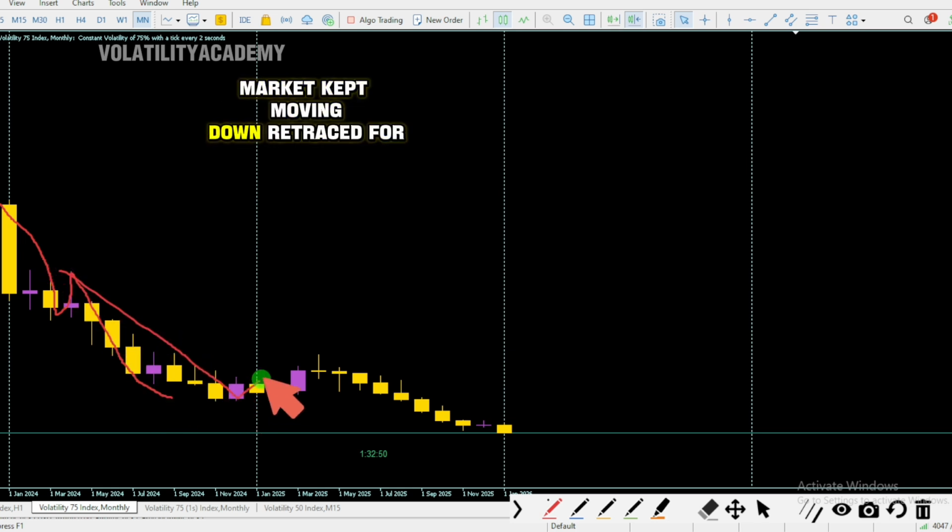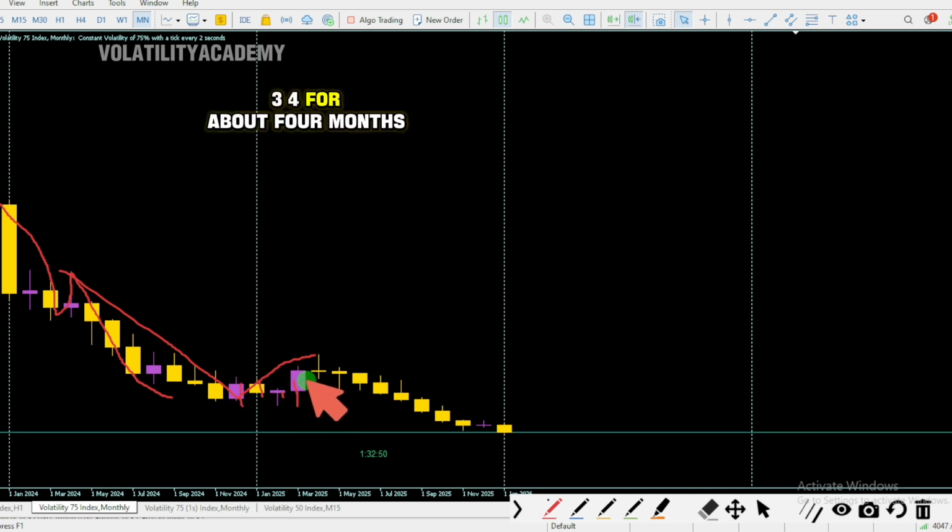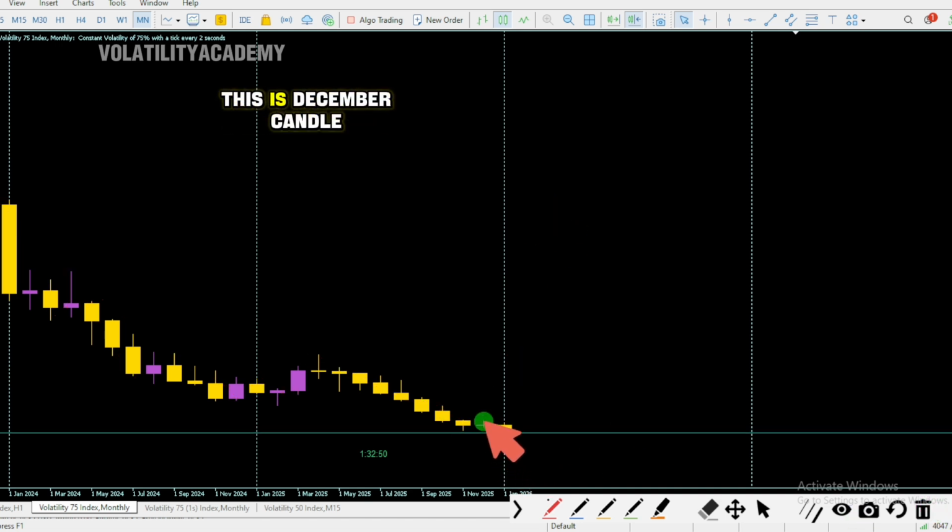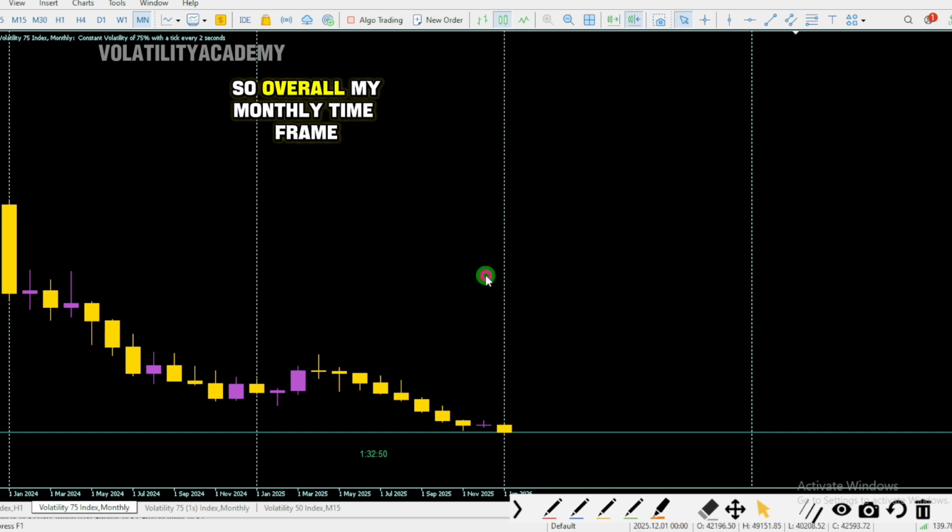Market kept moving down, retraced for about 4 months. Then market kept going down. But then this previous month, before that was in December, this is the December candle. You can see what happened in December. Market failed to break low, so market gave us an inside bar, meaning that market was probably ranging without a clearly defined trend or direction. So that is what I can ascertain. So overall, my monthly time frame is bearish.